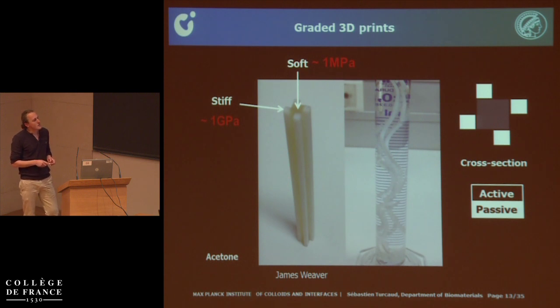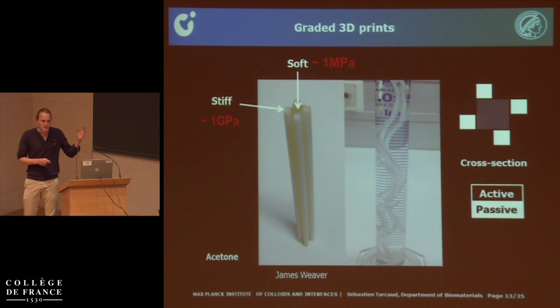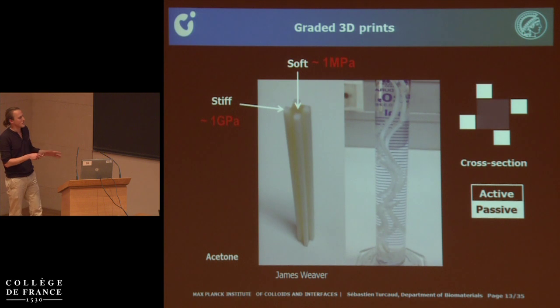Actually, in this example, the soft part is in the middle and the hard parts are on the side, because first we wanted to use pressure to activate it. But reading the safety data sheet of this material, which is polyurethane, they said don't put it in acetone. It works well. We said perfect. We put it in acetone, and what we observe here is some helical deformation.